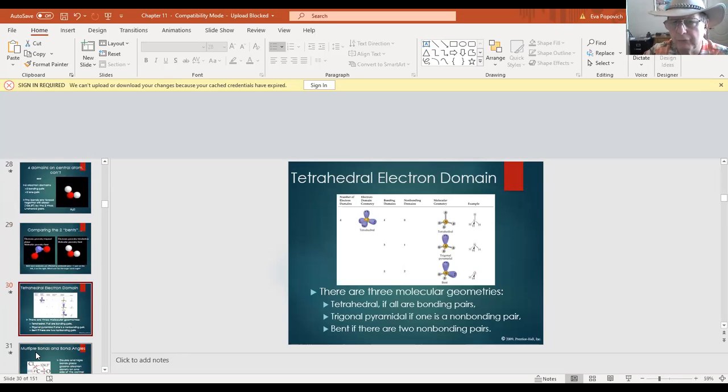So to summarize, four domains, if there are no lone pairs around the center atom, the electron domain is going to be the same as the molecular. They're both going to be tetrahedron. If I have one lone pair, I'm going to turn my electronic geometry into a trigonal pyramid. Two lone pairs, I'm going to turn my tetrahedron into a bent.